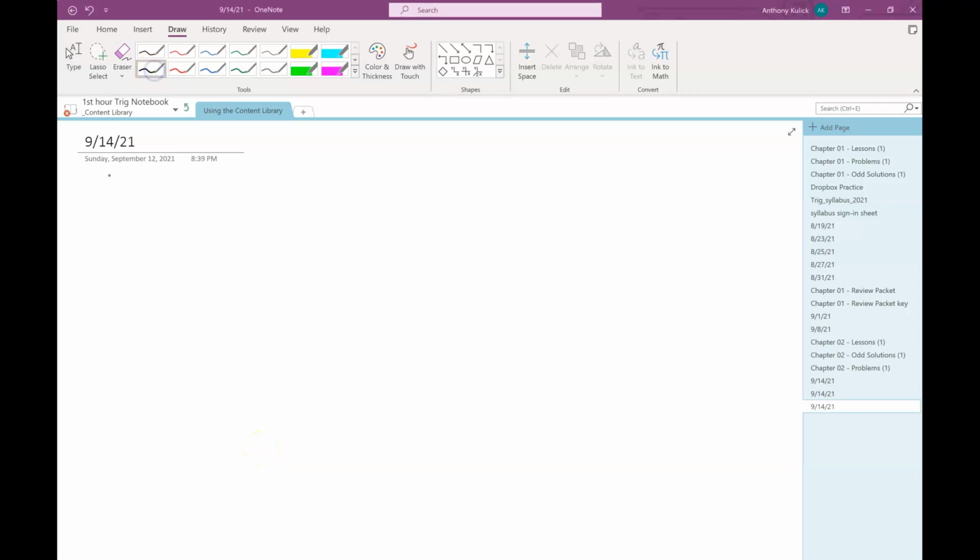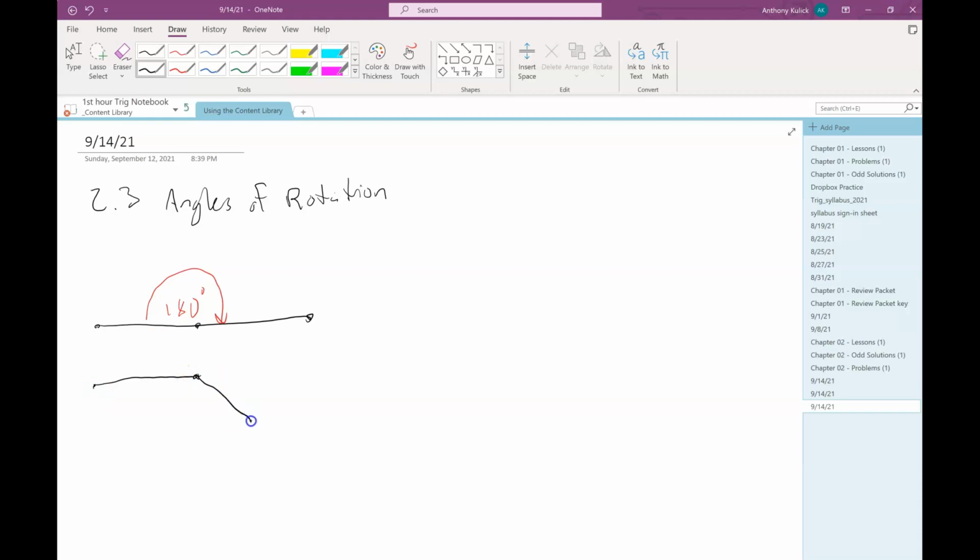Today we're going to be talking about section 2.3, which is all about angles of rotation. If you think back to geometry, you remember that the biggest angle you can draw is 180 degrees, right? So you could do this as 180 degrees. You knew you couldn't do anything bigger, because if you tried to do something like this, you know, we always measure the smaller side, right?